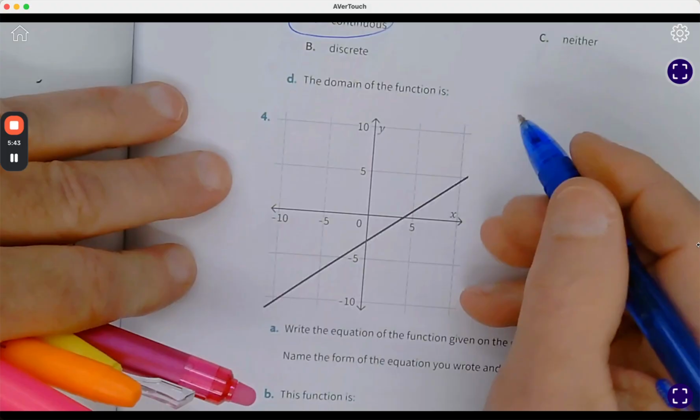Subtract 4, subtract 4, subtract 4. So that is a common difference. Common difference is linear. Common multiplier, exponential.